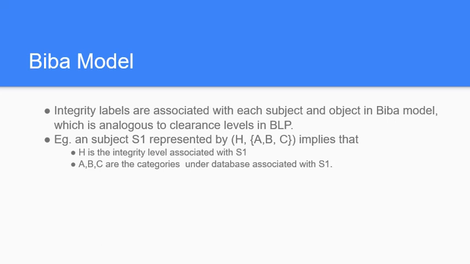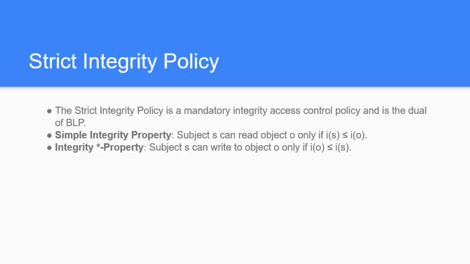If we look at an example, if a subject is represented as H, ABC, it implies that H is the integrity level of subject S1 and ABC are the categories associated with S1. Now let me move towards the strict integrity policy specified by the Biba model.